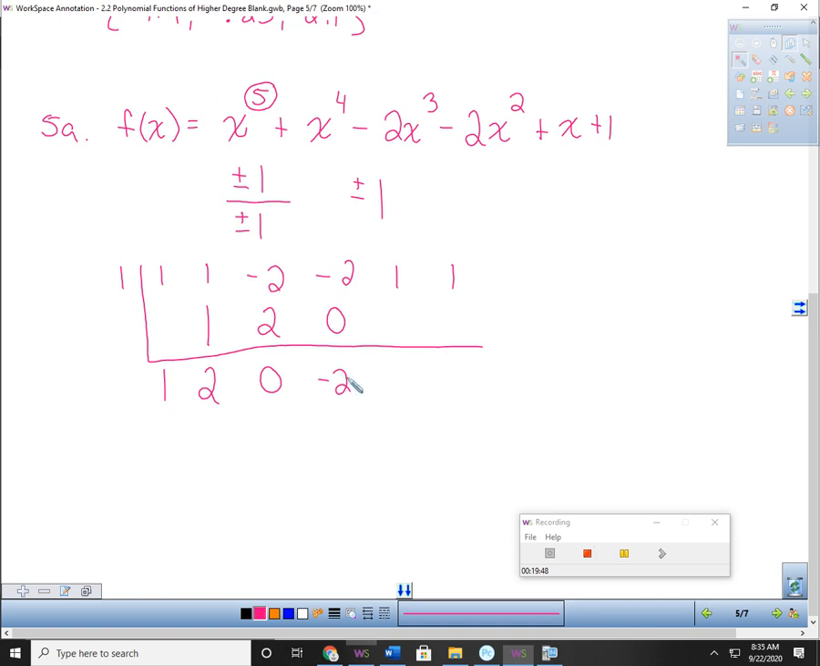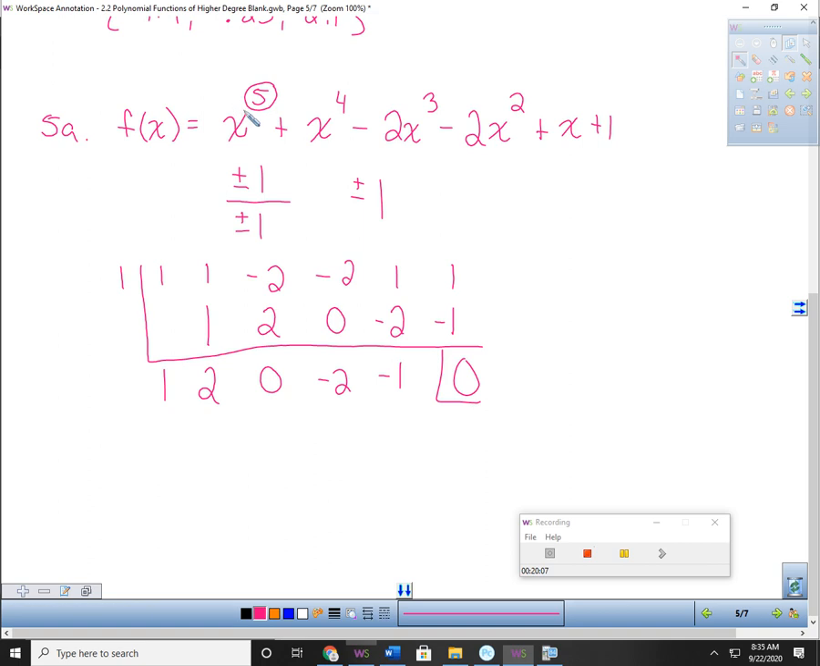All right, so negative 2 times 1 is negative 2. Plus 1 is negative 1, times 1 is negative 1, plus 1 is 0. Now, this box right here represents your remainder. So we don't have a remainder, which means this divided evenly, right?